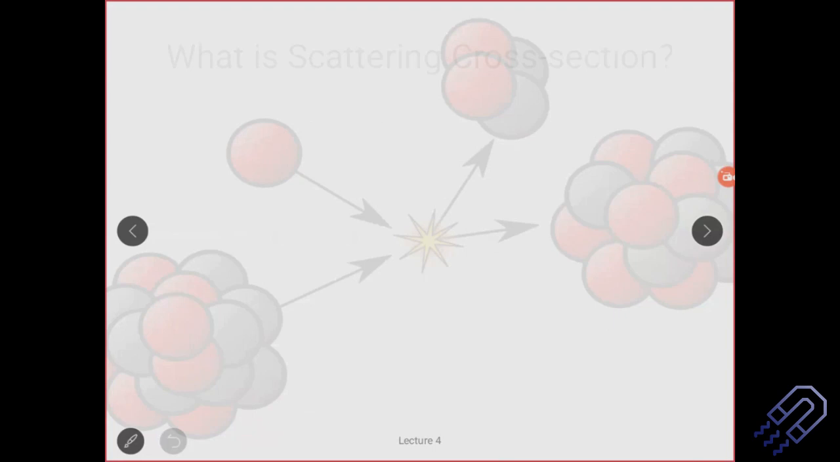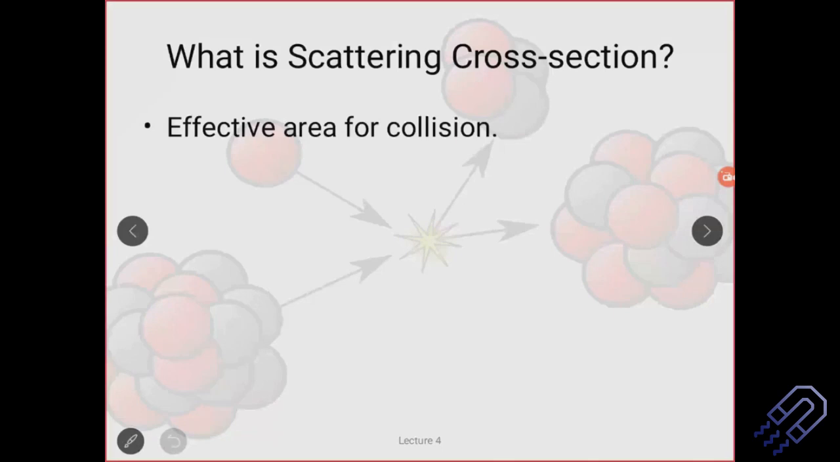But before we go into these topics, we are going to study scattering cross section, which is very important. In very layman's terms, it is something called the effective area for collision. Suppose a neutron is coming and hitting the nucleus. The neutron is more or less neutral, but the nucleus is positive. If the neutron is not within the vicinity of the nucleus, it is not going to hit the nucleus or show any kind of effect.